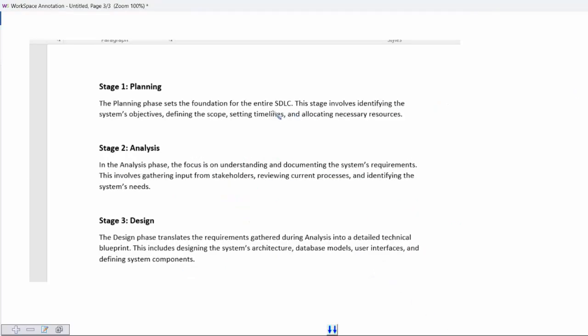The first stage is the planning stage. The planning stage sets the foundation for the entire SDLC. This stage involves identifying the system objectives, defining the scope, setting timelines, and allocating resources. Effective planning ensures that the development process aligns with the organization's goals, guiding the project in a clear and structured direction.